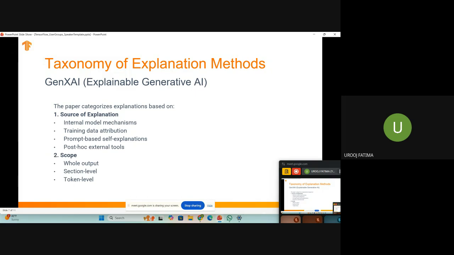So the fourth one can be post hoc explanation. These use external tools to analyze the output after it is generated. But also we can explain the scope of the explanation. For example, explain the whole answer, or if we want to explain one paragraph, like this.